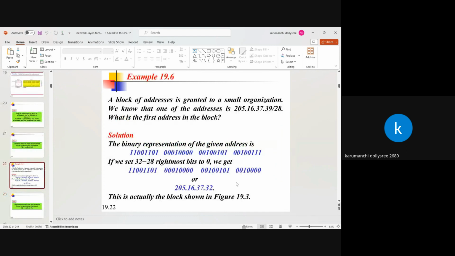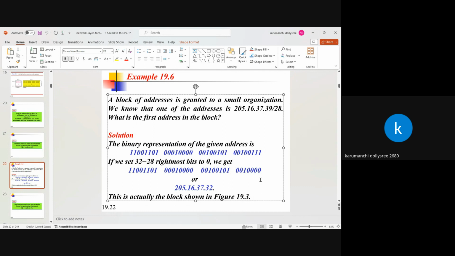If you take this as an example, in the question they have given a block of addresses granted to a small organization. They have given the address and the default mask also. Here we are going to find the first address in the block. How will we find it? First we represent this in binary form. After representing this in binary form, we already know IPv4 addressing consists of 32 bits. So take 32 minus n. N here represents the default mask, right? 32 minus 28 we have to do. So the rightmost bits will be 0 when we get it, right? You can see here all the rightmost bits are zeros. Yes or no? You can see here, right?